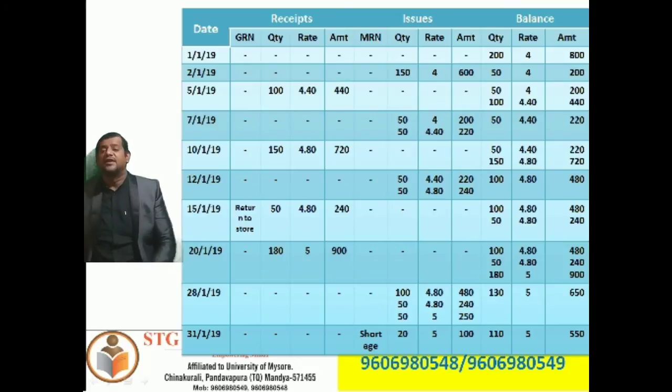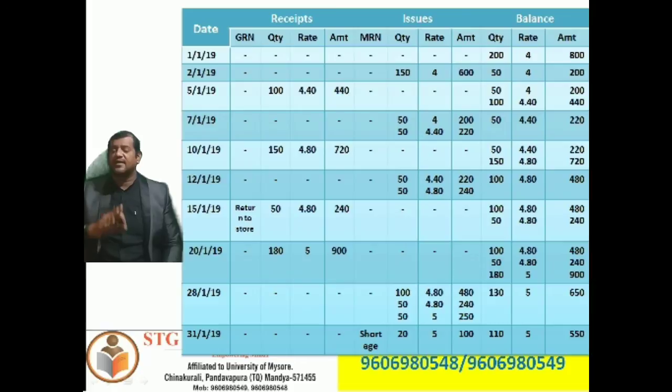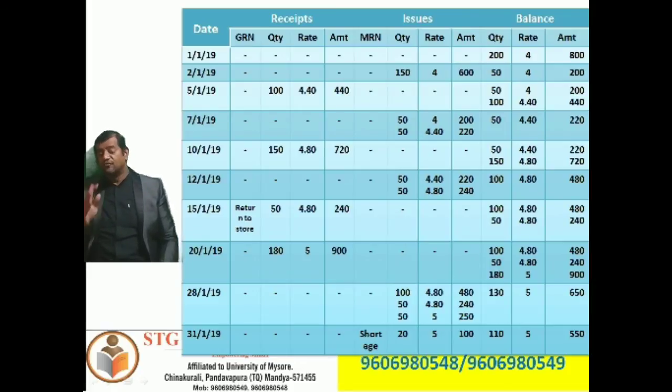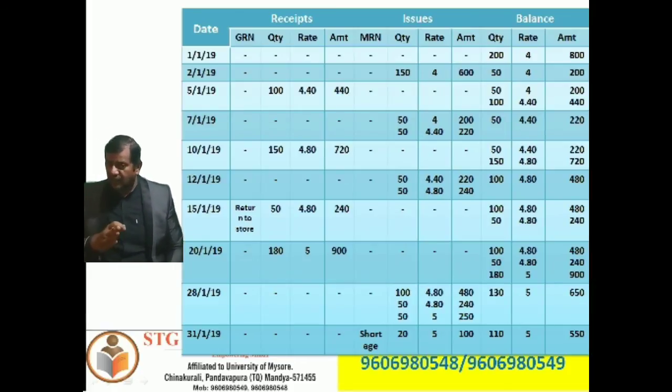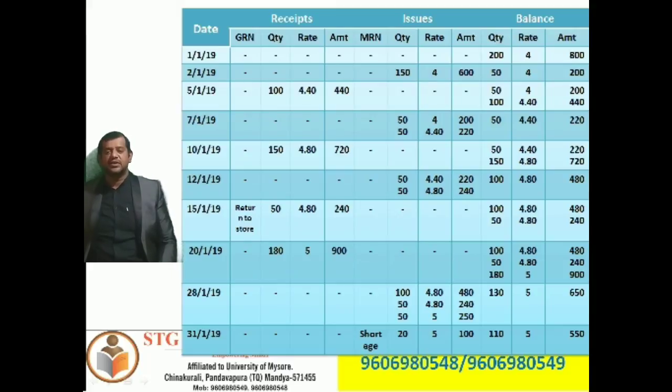So on 28/1/2019, there is an issue. Issue of how many units? 200 units. Okay. So receipts column, GRN nil, quantity nil, rate nil, and amount also nil. But under issue column, MRN is also nil. Under issue column, 100 units at 4.80, 480 rupees. 50 units at rupees 4.80, 240 rupees. 50 units at rupees 5, 250 rupees. So the balance will be 130 units.